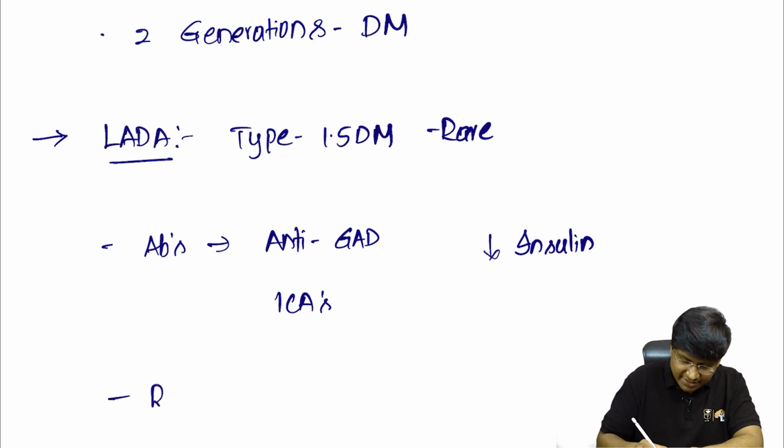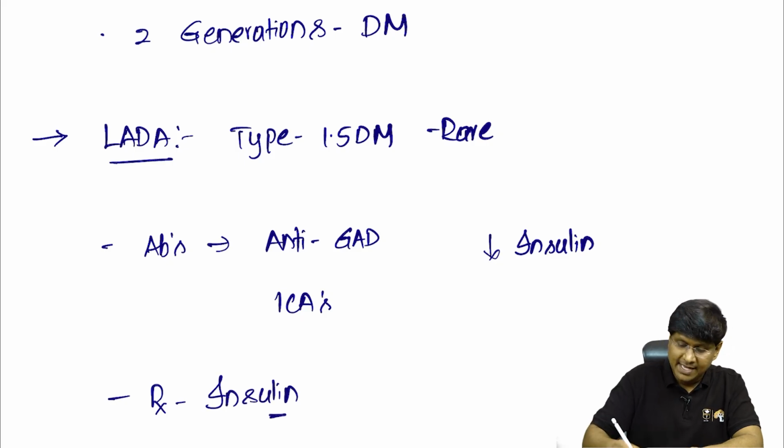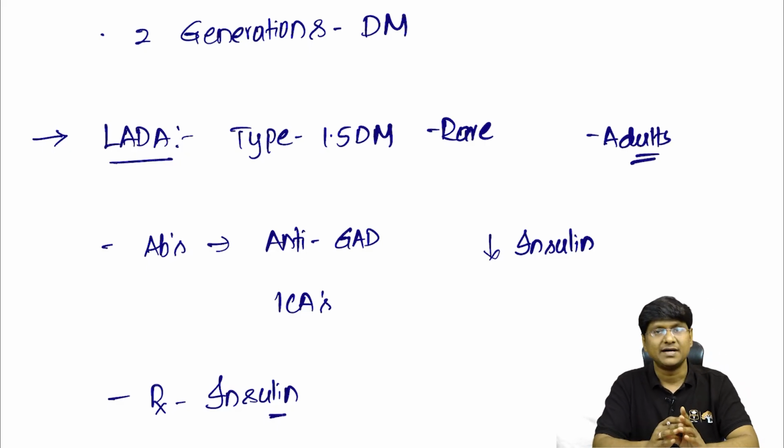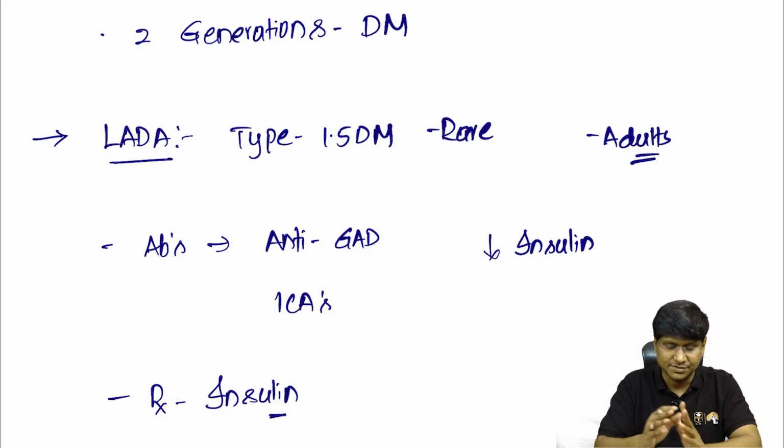So what is the treatment that we'll be giving in LADA? We need to give insulin because in these patients the insulin levels are reduced, and it is usually observed in adults. So this is what is called LADA, that is latent autoimmune diabetes of adults.